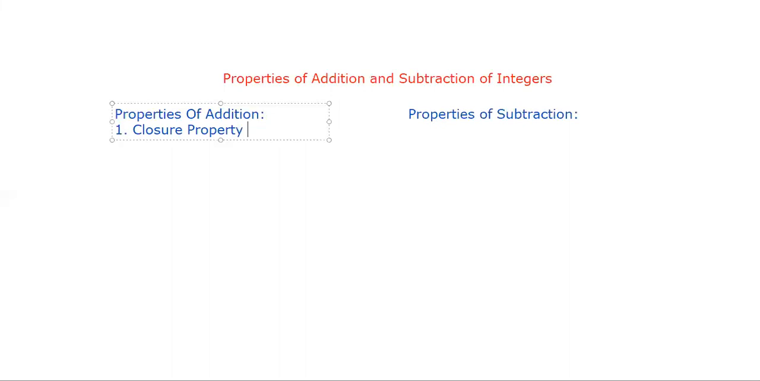So what is the closure property? The closure property is nothing but, for example, when we are adding two integers, the result will always be an integer. What we write is that an integer plus an integer is always equal to an integer.